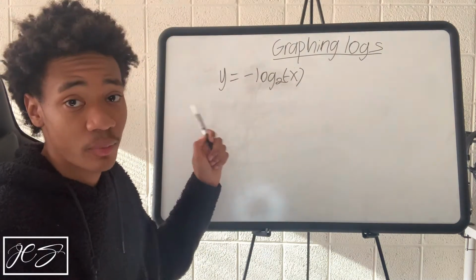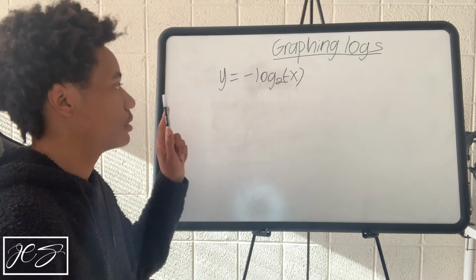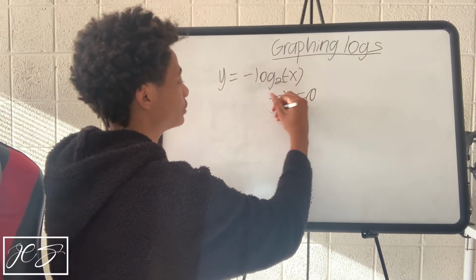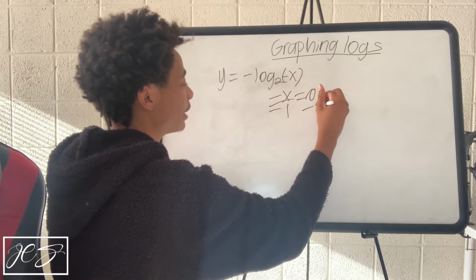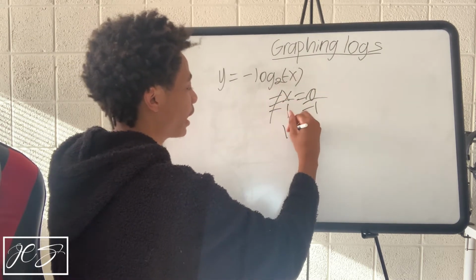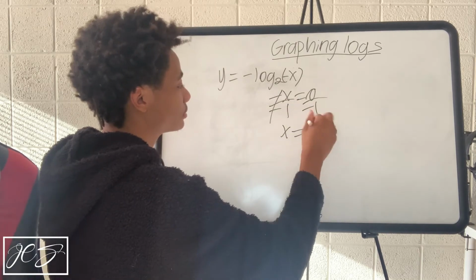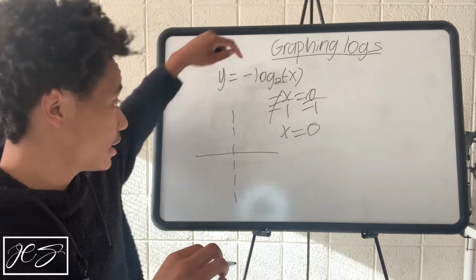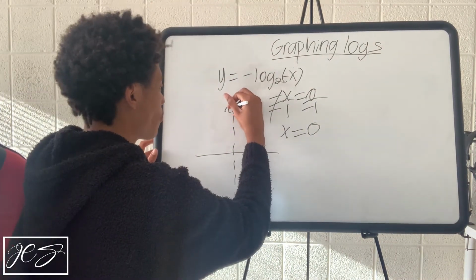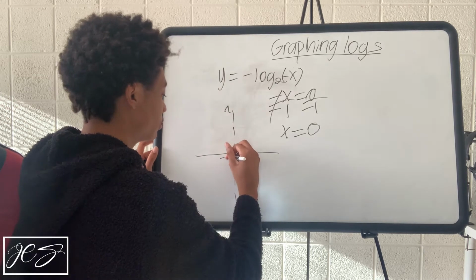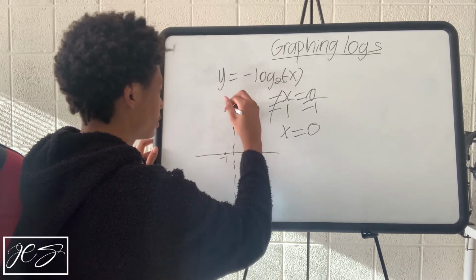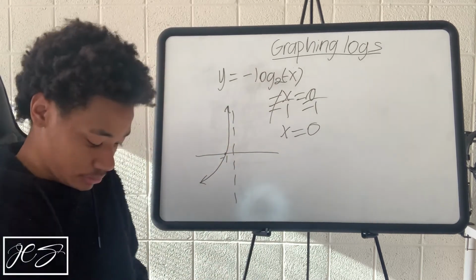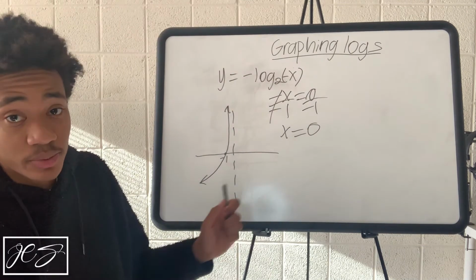Now for this one, we have y equals negative log base 2 of negative x. Just like before, negative x equals 0, divided by negative 1. So we'll take those negatives away. X equals 0. So our vertical asymptote is 0 again, but this time we're going to be falling because the log is negative. So we're going to start right here. We're going to go over 1, and we're just going to fall and pass through negative 1, 0. And that is what this graph is going to look like.